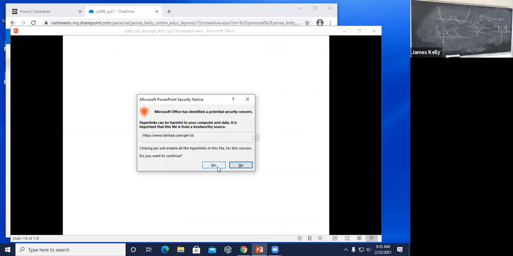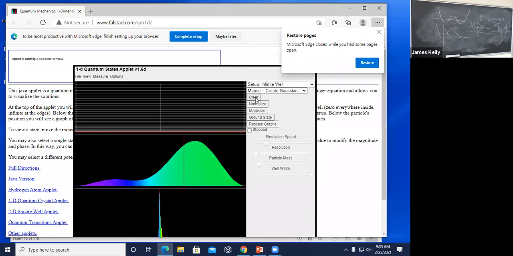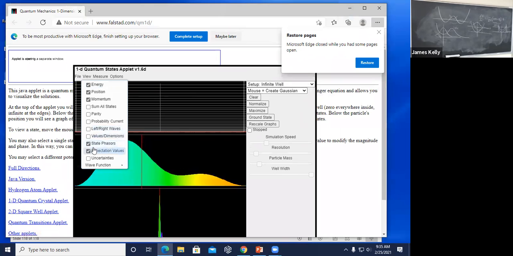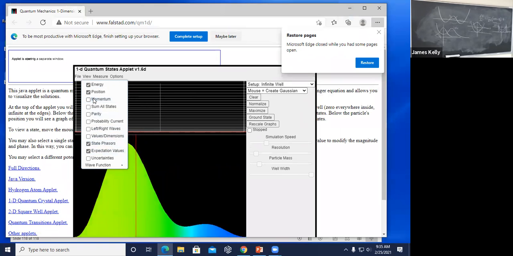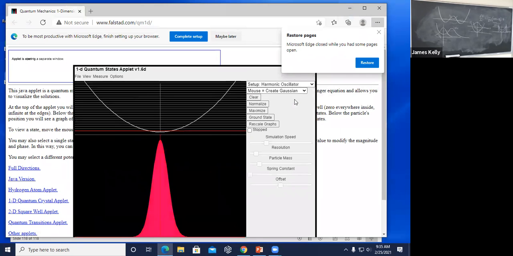All right, so let's look at this same simulation that I showed you before, which we were looking at the infinite square well, but it can do other potentials too. So this is still the infinite square well, but let me turn some things off so there's not so much being shown on here. And let's go to the harmonic oscillator. There it is. So this is showing the allowed energy levels.